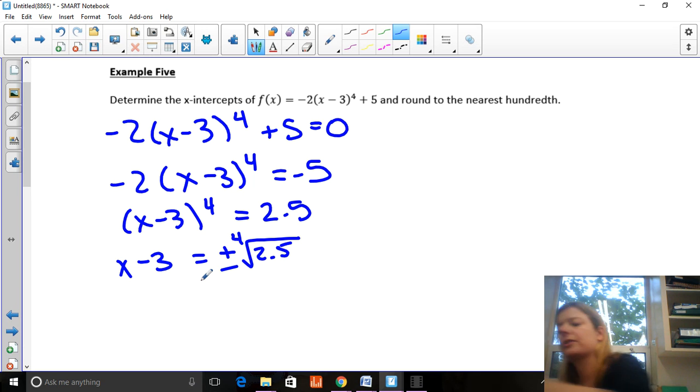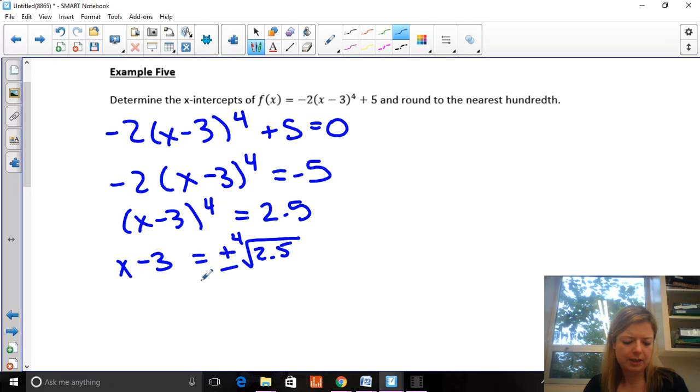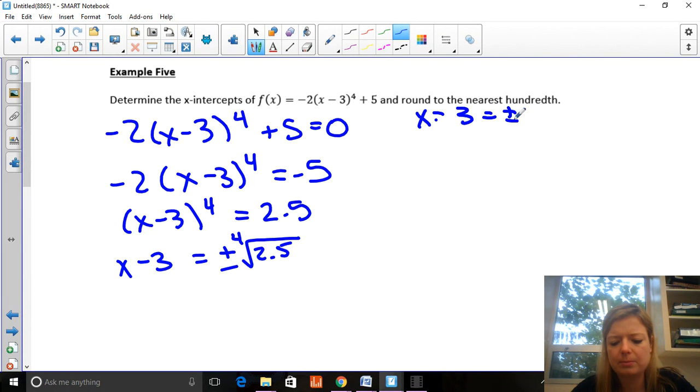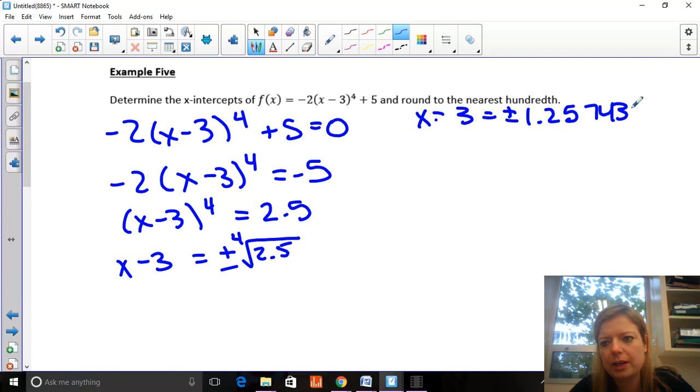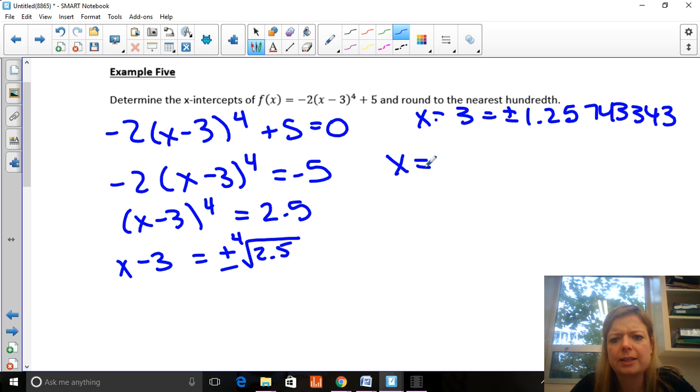Okay, so I actually need to get my calculator out. Of course, it's not clearing. So I'm doing 2.5 to the power 1/4. That's another way of putting it in your calculator. So you get x minus 3 is equal to plus or minus 1.257433343. So either you get x equals that amount plus 3.